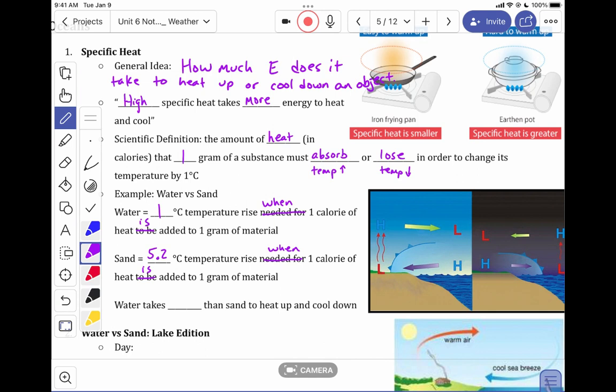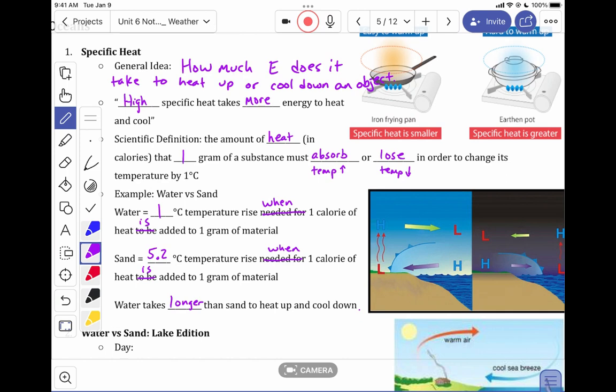So sand heats up 5 times faster than water, given the same amount of energy put into both. So water takes longer than sand to heat up, but it also takes water longer to cool down. Maybe you've experienced that at night. The water temperature doesn't drop really fast in the lake, and you could argue it's somewhat because of the depth of the water as well. There's more water there. But the sand cools off a lot quicker.